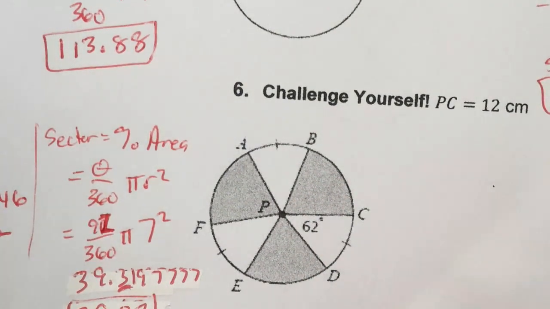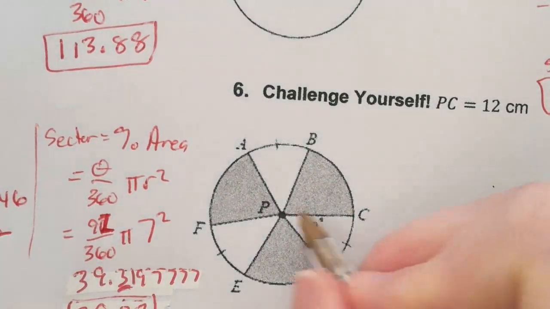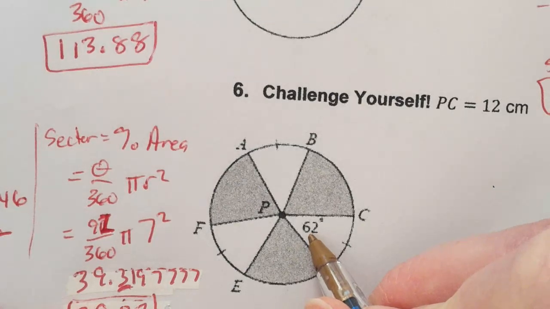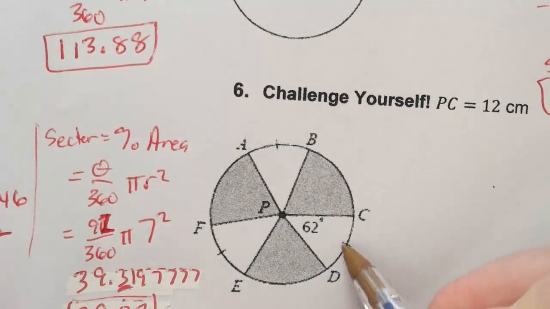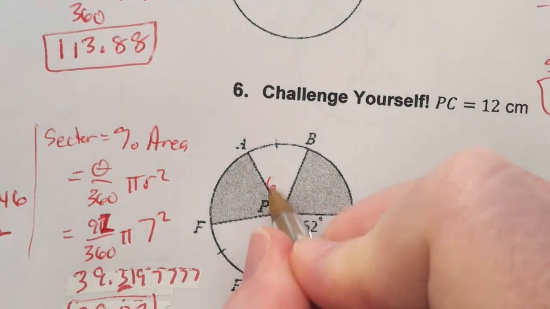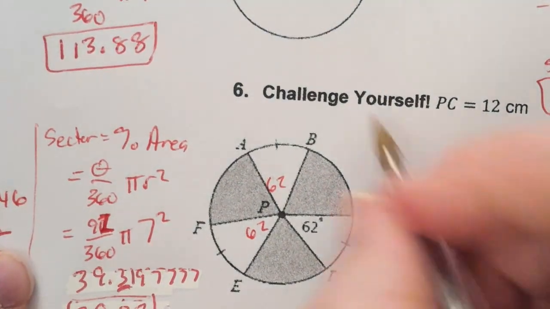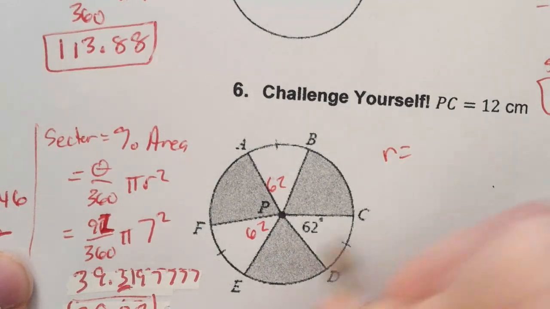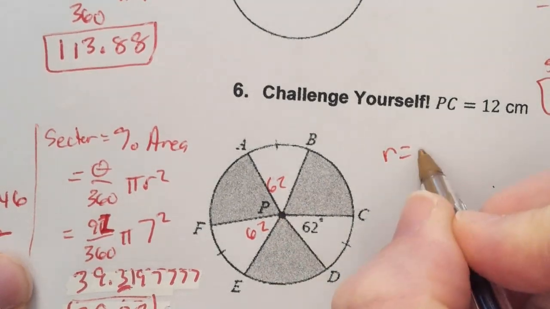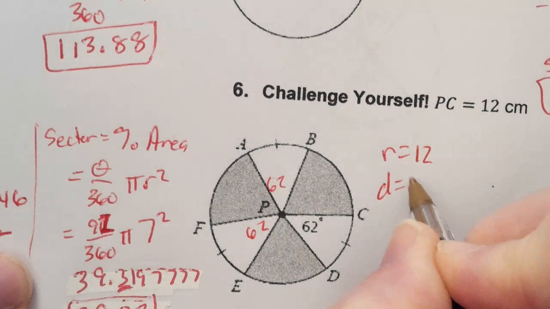Okay, so on number 6. So this is 62, right? Now you see how there's little notches here? That means that all these are 62. So just put that out there. Okay, so we have our radius. They said P to C. Here's P, here's C. That's our radius, 12. Our diameter would be 24.